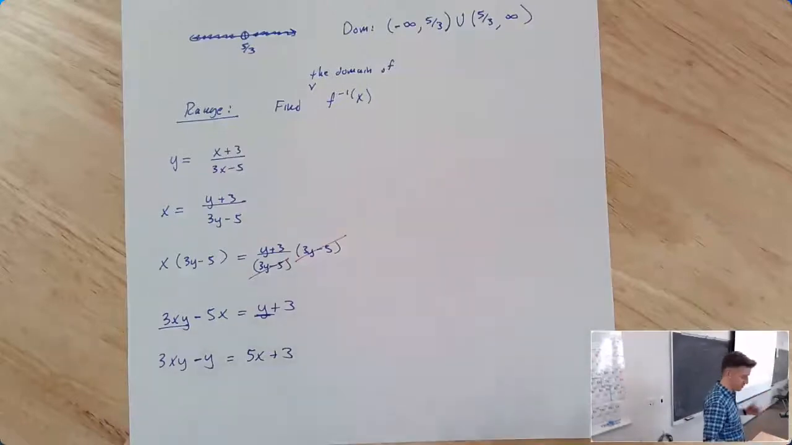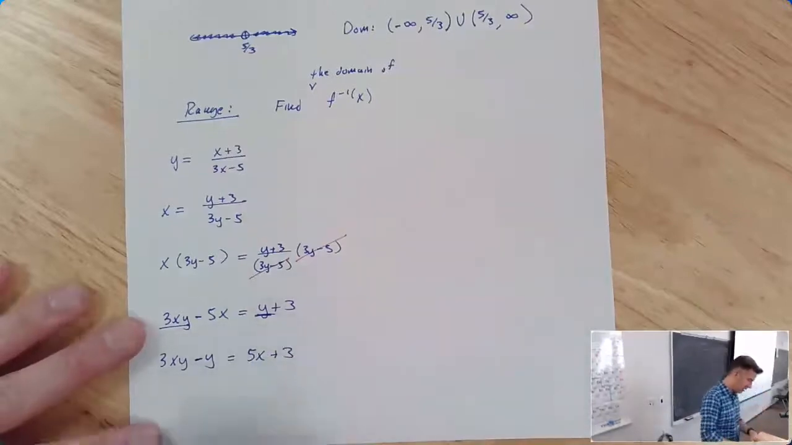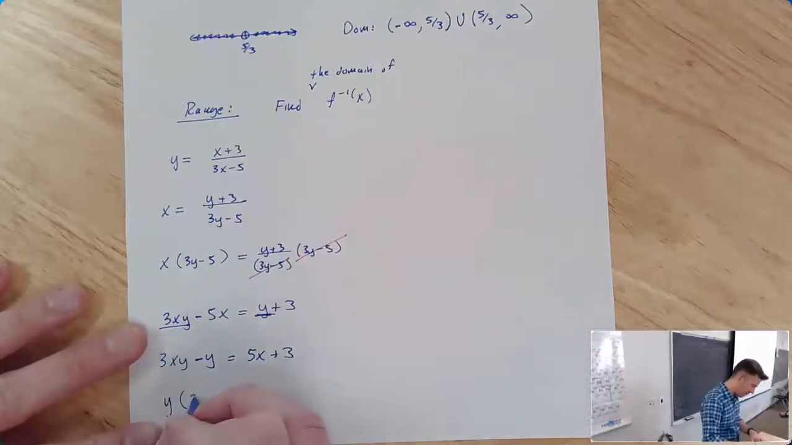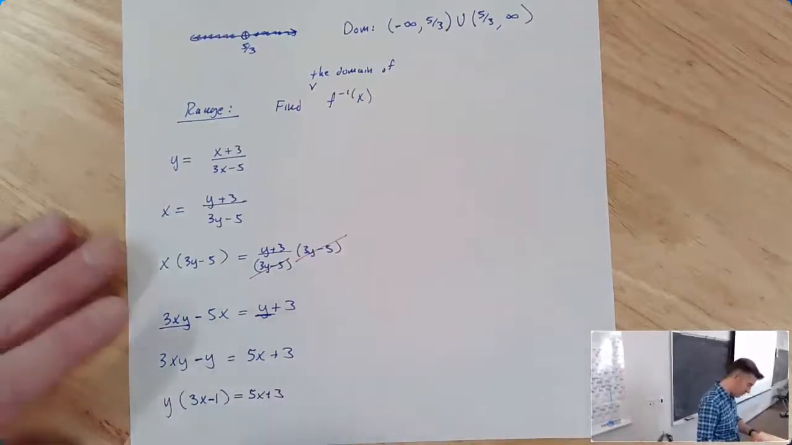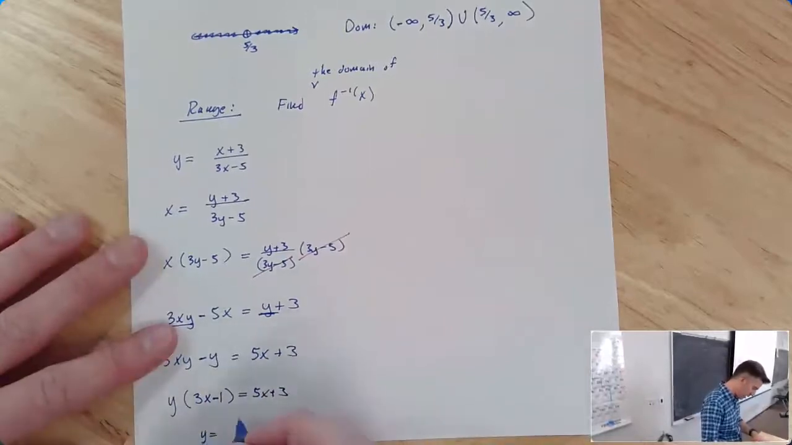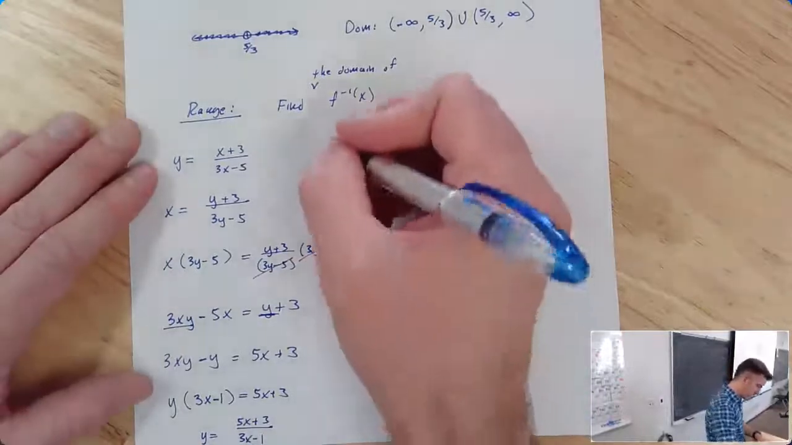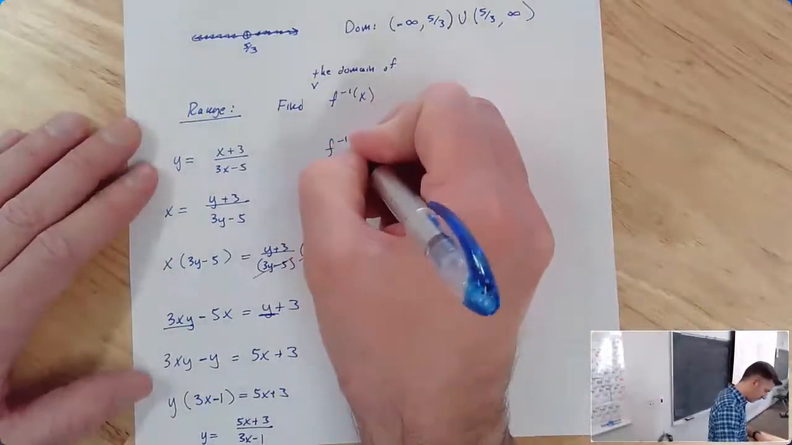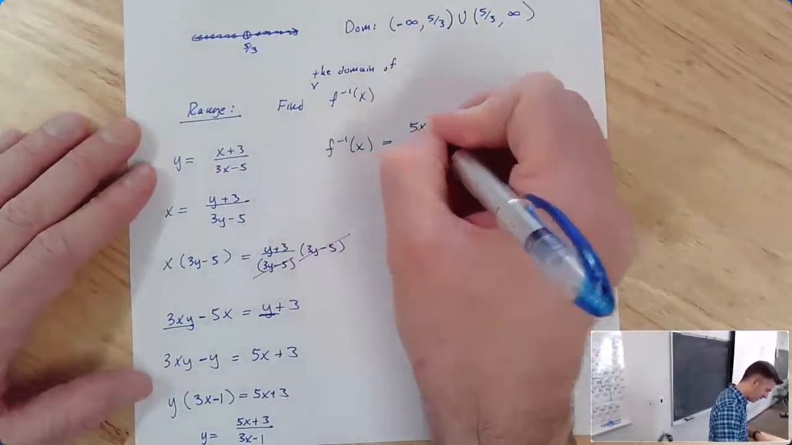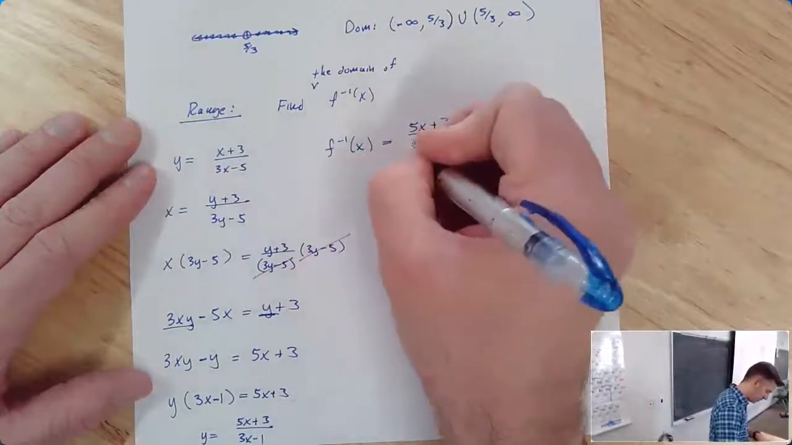Either way, totally fine. After we group all our y's on the same side, we factor out a y. We're left with (3x - 1) times y equal to 5x + 3. Finally, solving for y, we get y equal to (5x + 3)/(3x - 1). And that is our inverse function. So f inverse of x is (5x + 3)/(3x - 1).